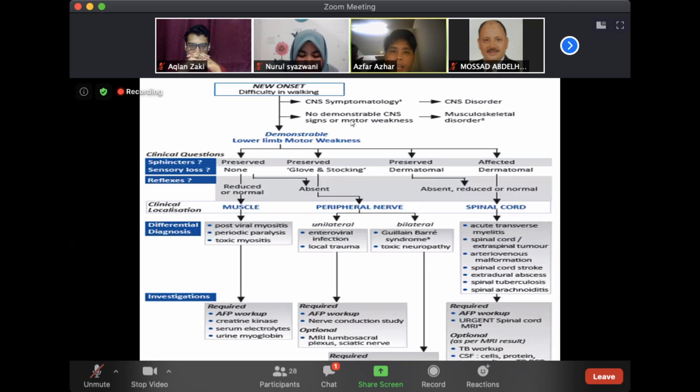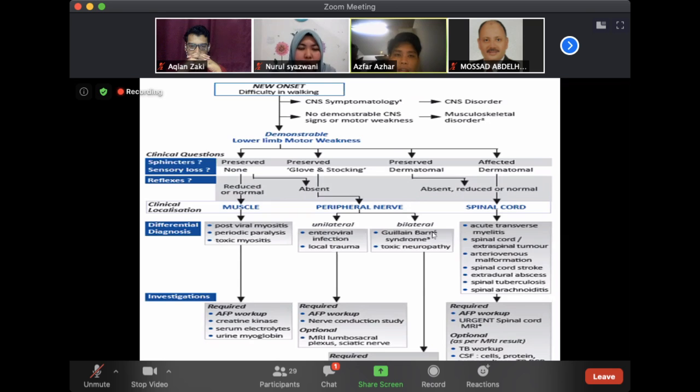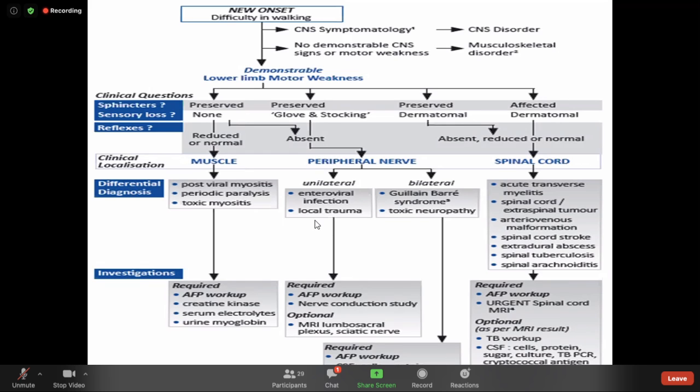So this is the algorithm in order to know the cause of acute flaccid paralysis. For example, if there's a new onset, for example, the patient comes with onset of difficulty in walking, the first thing that we need to know is from the history itself. We might ask these questions of the patient or of the parents. We need to check whether the sphincters are preserved or not. If they are preserved, and we also ask about sensory loss, no sensory loss, and the reflexes are reduced or normal, the cause might be the muscle itself.